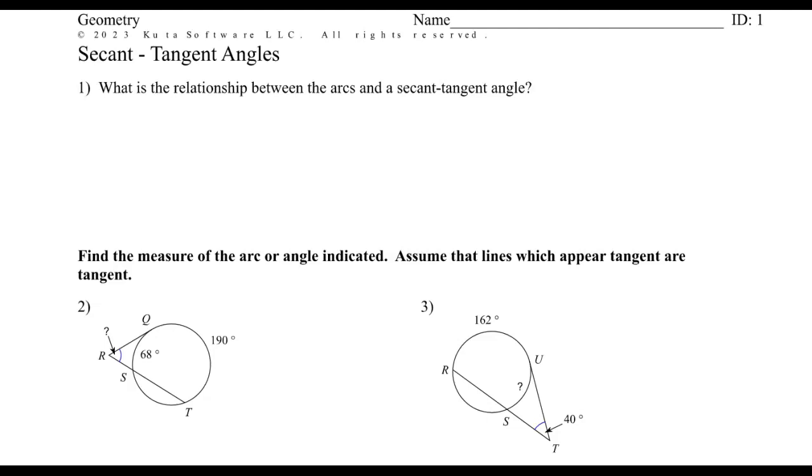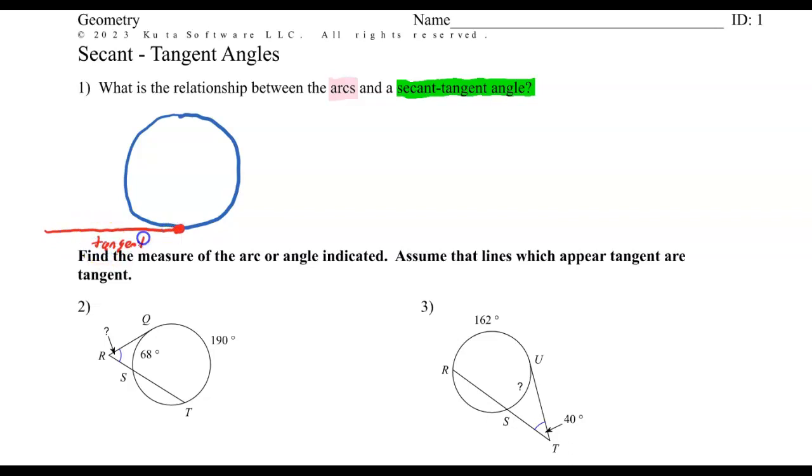Hello geometry students, today's learning target is to talk about a secant tangent angle and how it's related to the arcs. So let's draw a diagram for this problem. Remember, a tangent just touches the circle, so that red line is called a tangent. And then I'm going to draw this secant line. And some people do extend this tangent, so you might see that tangent line extended.